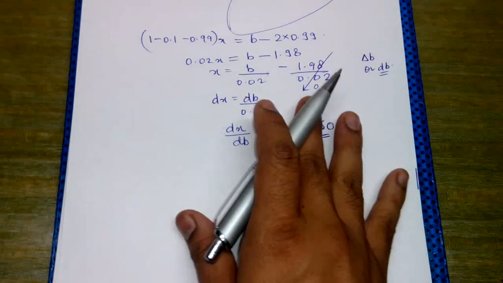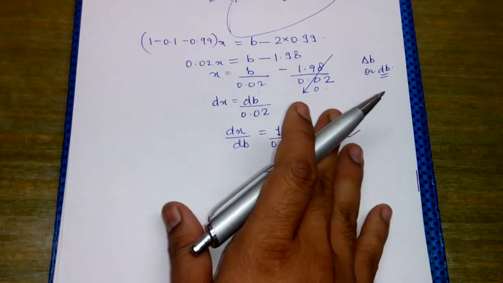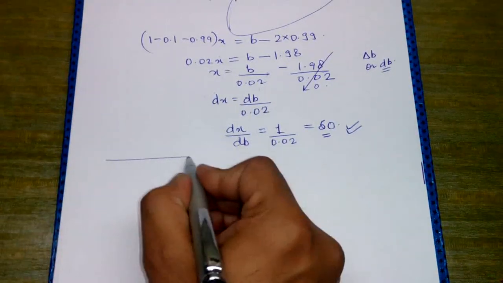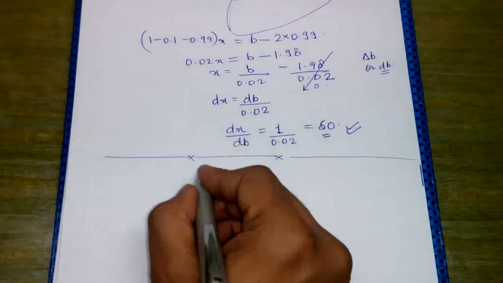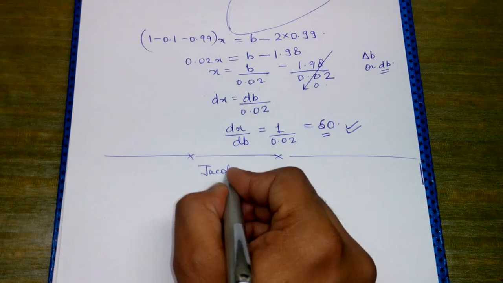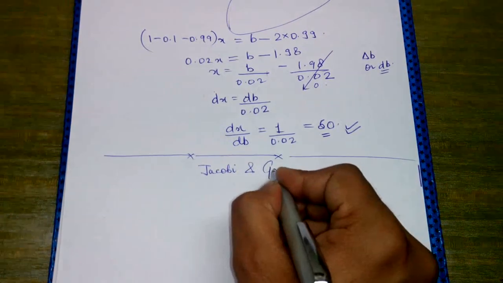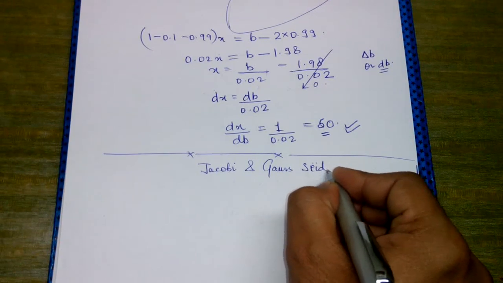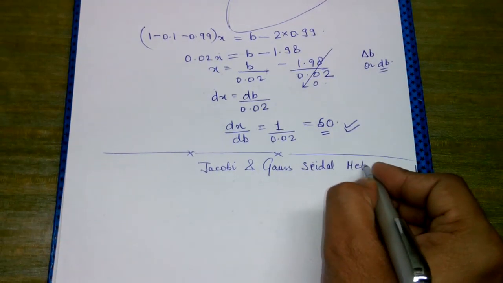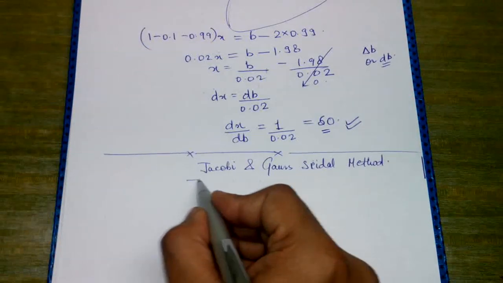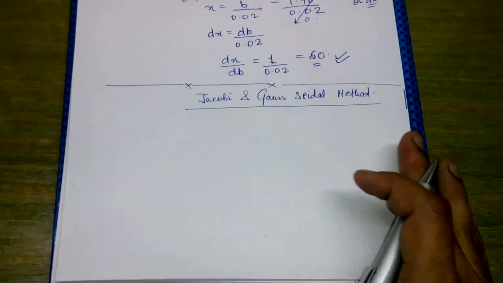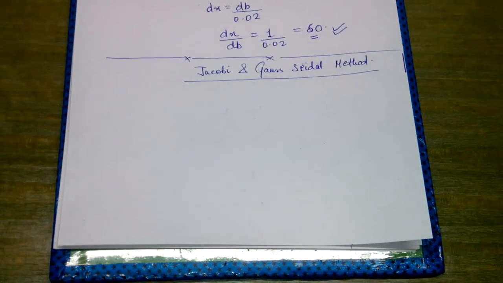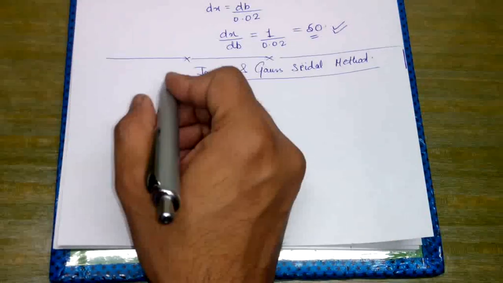So what I will do is I will simply solve a question corresponding to these two methods. That is, we have Jacobi and Gauss Seidal methods. These are iterative methods. Iterative means we have to solve them in many steps, okay? We will have to do many iterations, and only then will we get the answer.